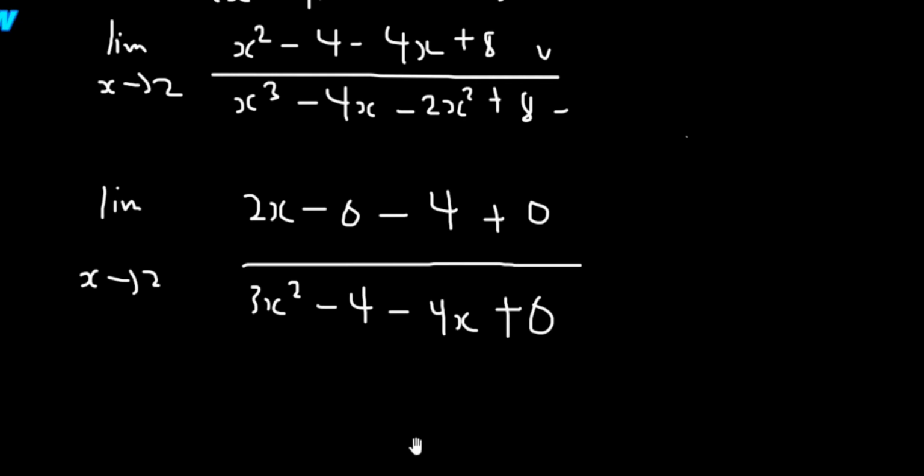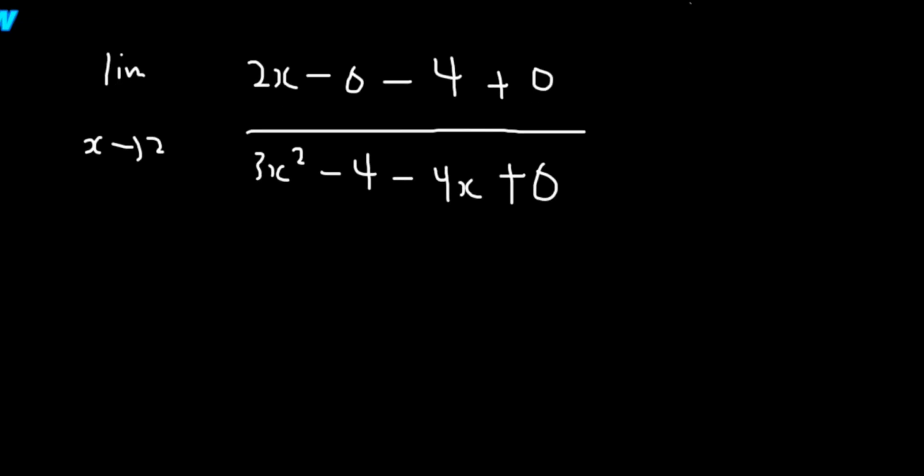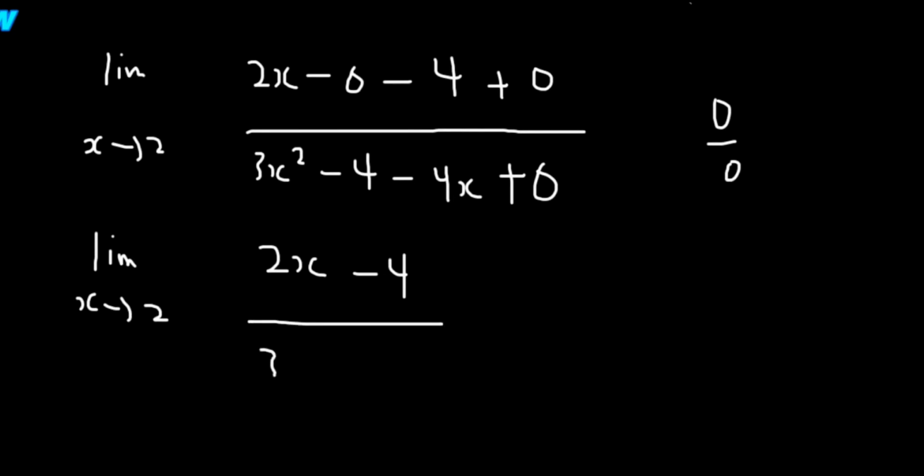Okay, so from here, if you put in the value of 2, you still get 0 over 0, which is what? Indeterminate. So for that matter, we still have to differentiate to get the simplified form. So I have the limit as x approaches 2 of 2x minus 4 all over 3x squared minus 4 minus 4x. So to differentiate this, I'll have the derivative of 2x will be 2, and then the derivative of 4 will be what? 0.